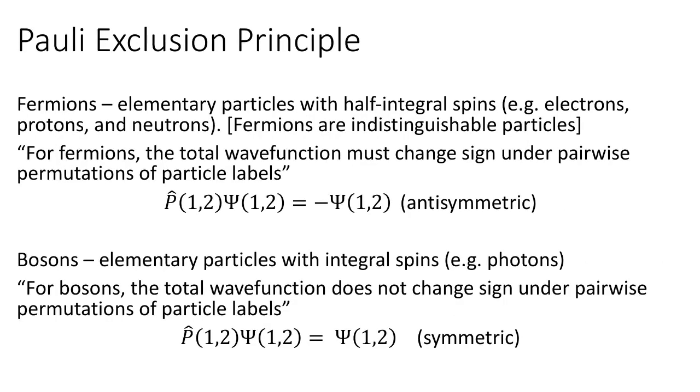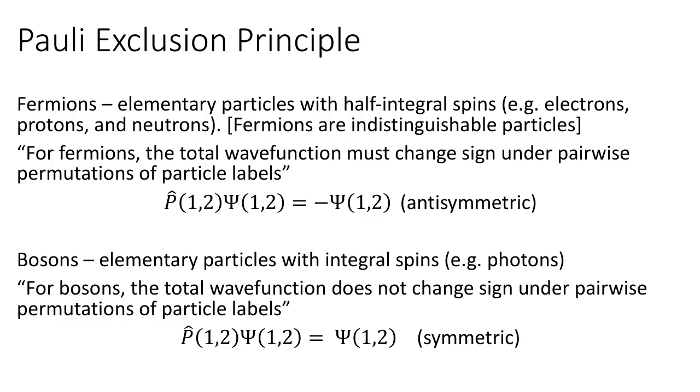So a more comprehensive reading of the Pauli exclusion principle applies to all elementary particles, and I've included both, but the top one is the only one that we really are going to be worried about. So fermions are elementary particles with half-integral spins. Okay, so all of our subatomic particles, electrons, protons, and neutrons, are considered fermions. Okay, and now a fermion is what we call an indistinguishable particle.